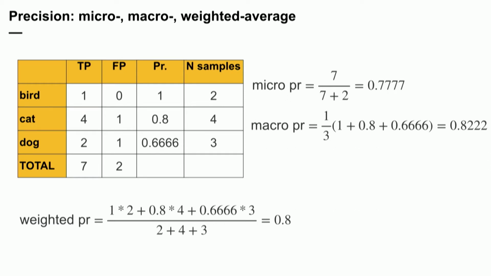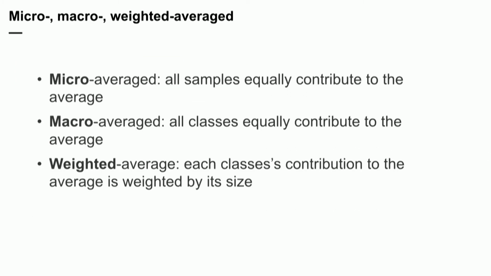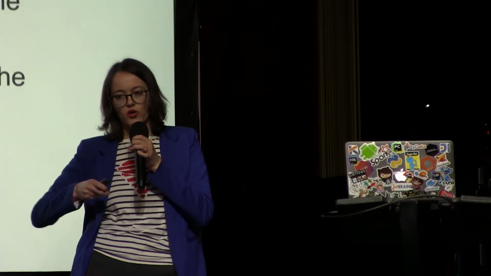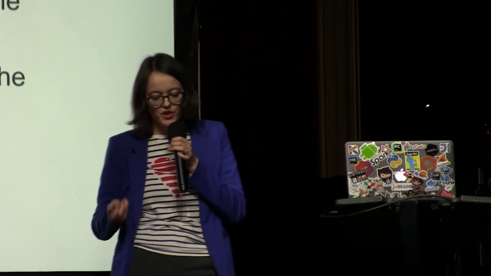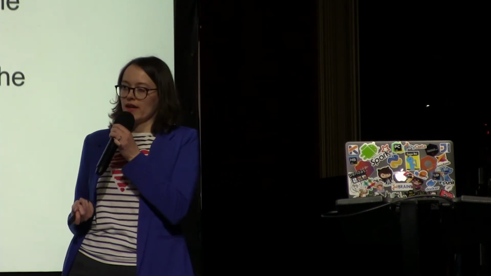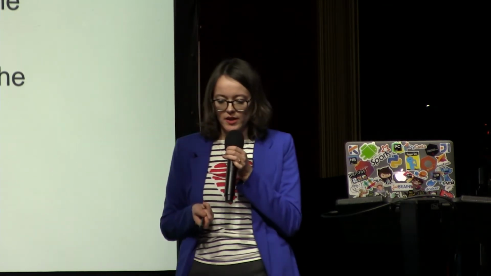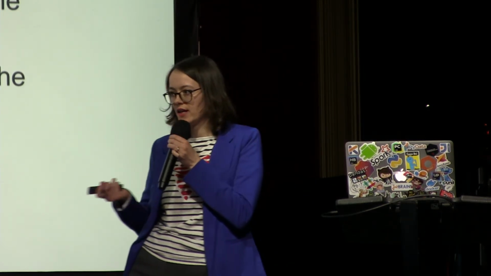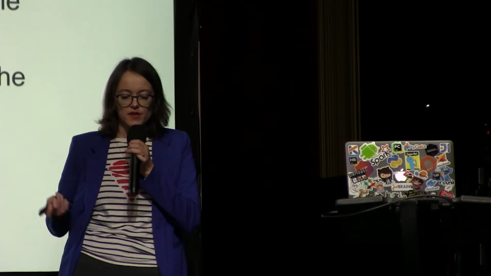Now, what does it give us? In the micro-average case, all samples equally contribute to the average. In the macro-average case, all classes equally contribute to the average. And in weighted average, each class's contribution to the average is weighted by its size. When do you choose what? Well, again, it depends. It depends on whether you have class imbalance in the data, and whether your underrepresented class is important or not.